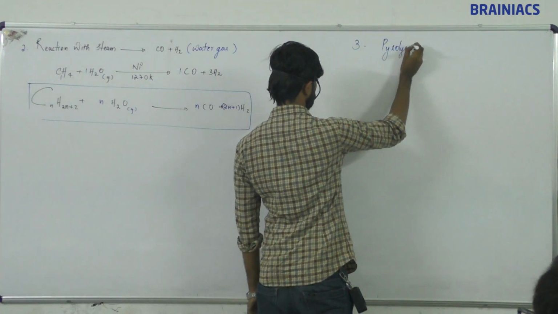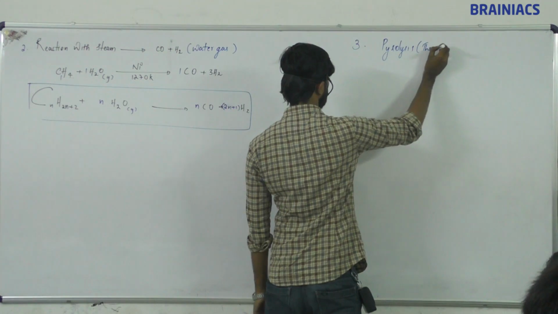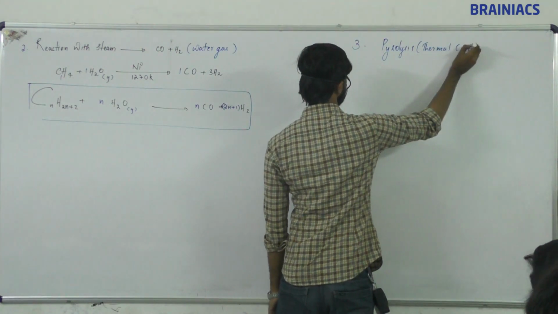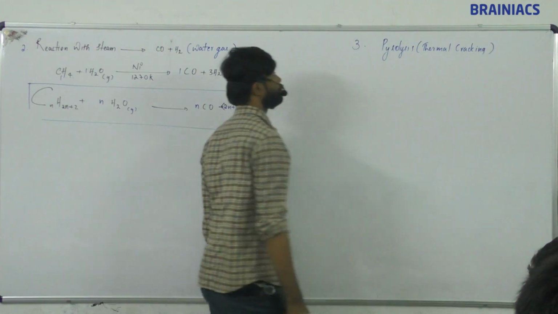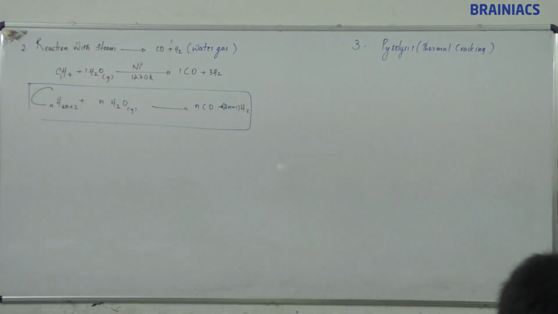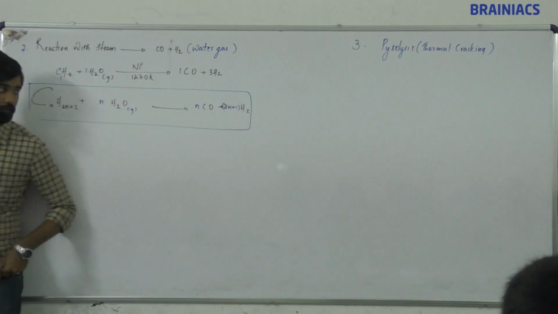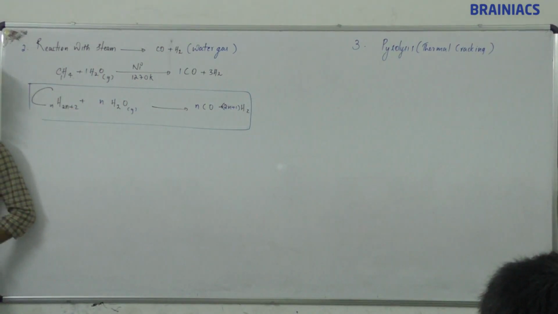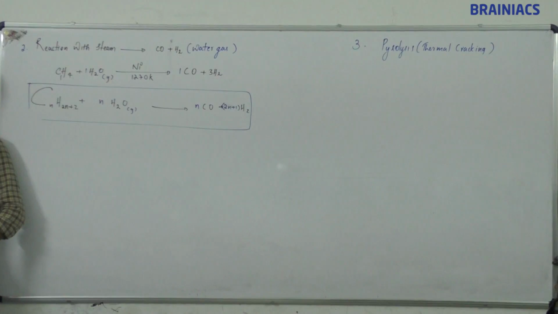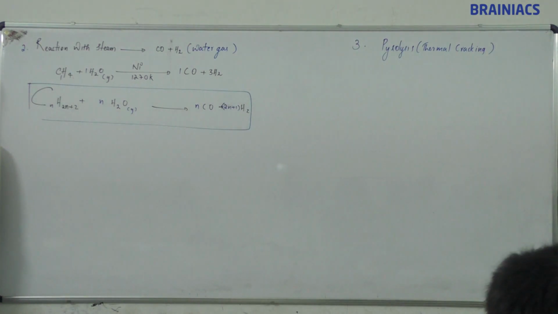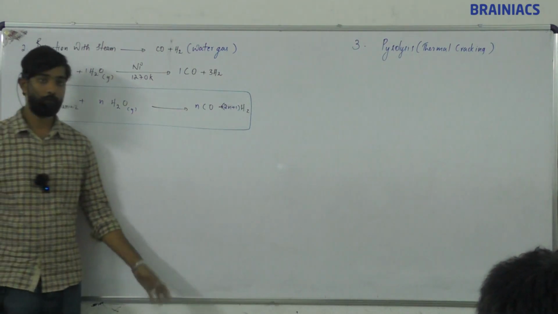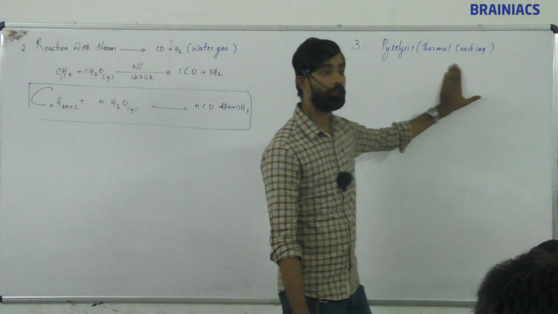Pyrolysis or thermal cracking. Lysis means breaking, cracking. Homolysis, heterolysis, you know. Pyro means heat. So your alkane is cracked into smaller alkanes by means of heat, without oxygen. If oxygen is present, it will be combustion. Without oxygen, it will be cracking.